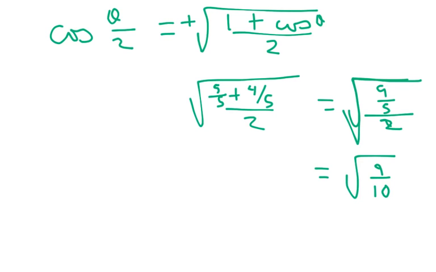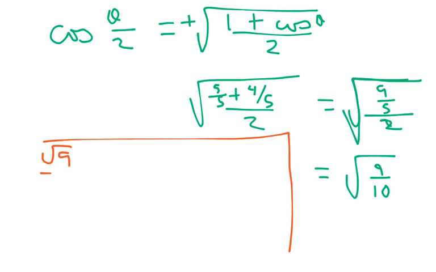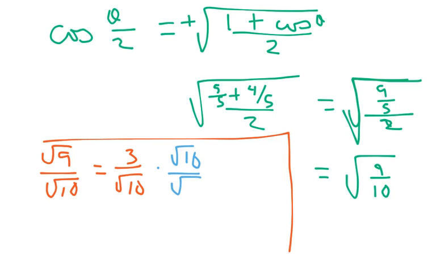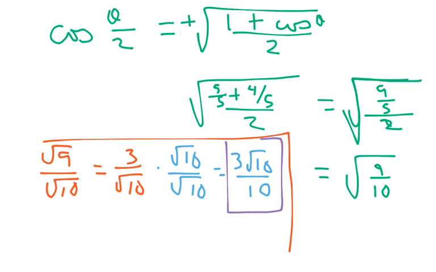I'm going to go over here and start breaking that down. So this is the square root of 9 over the square root of 10, which equals 3 over root 10. I have to rationalize my denominator. So I multiply by root 10 over root 10, which is 3 root 10 over 10. And that is your final answer.